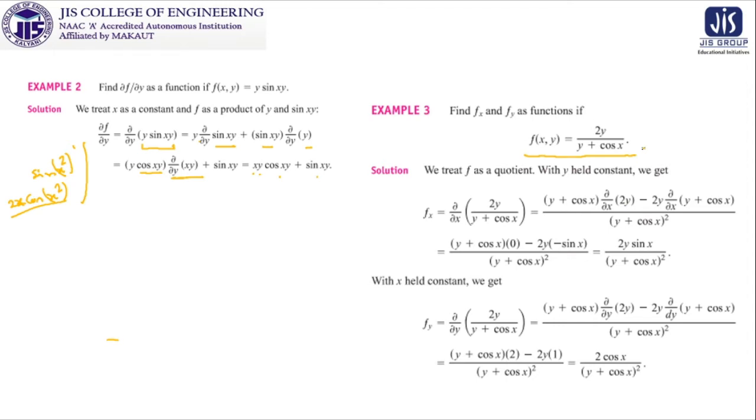So this 2y by y plus cos x will give us the indication that we need the u by v rule. The u by v rule gives us that if we are thinking of first partial differentiation with respect to x, the lower part will be squared, so y plus cos x is squared.